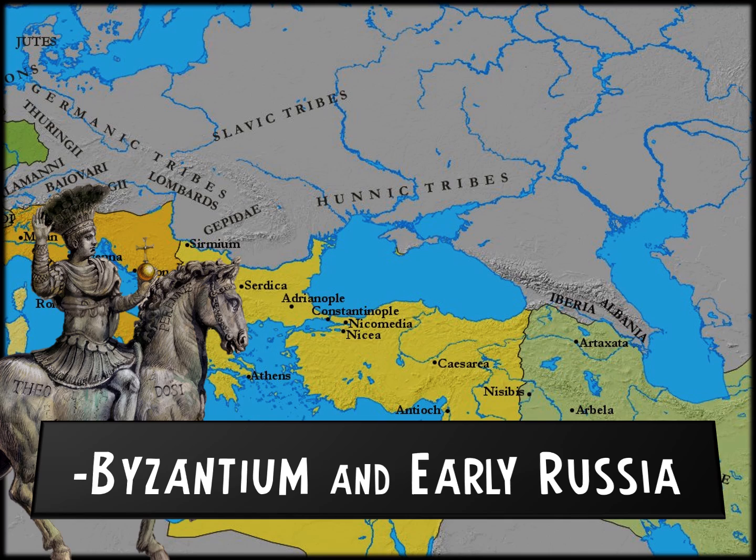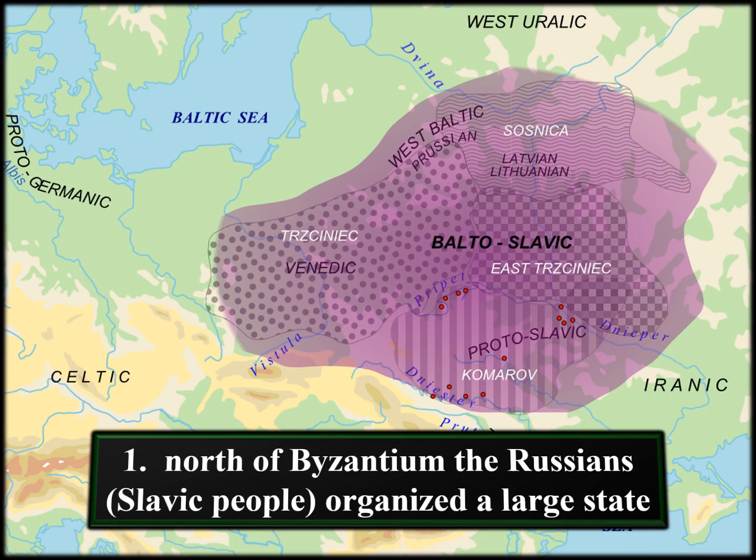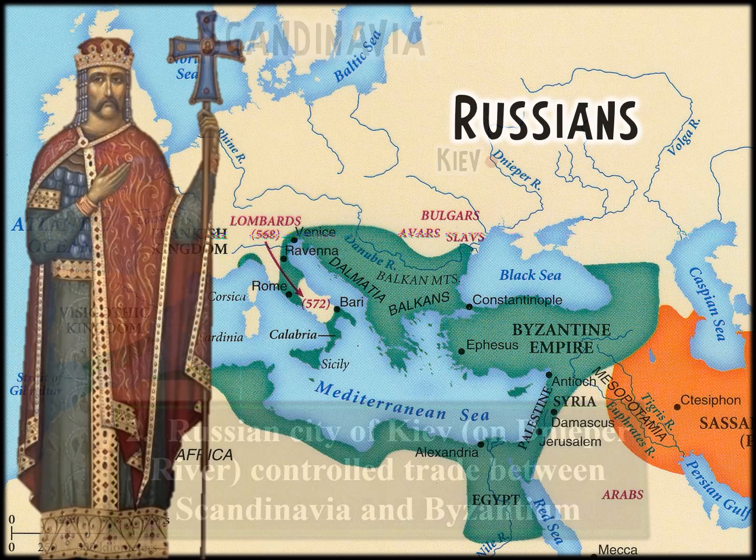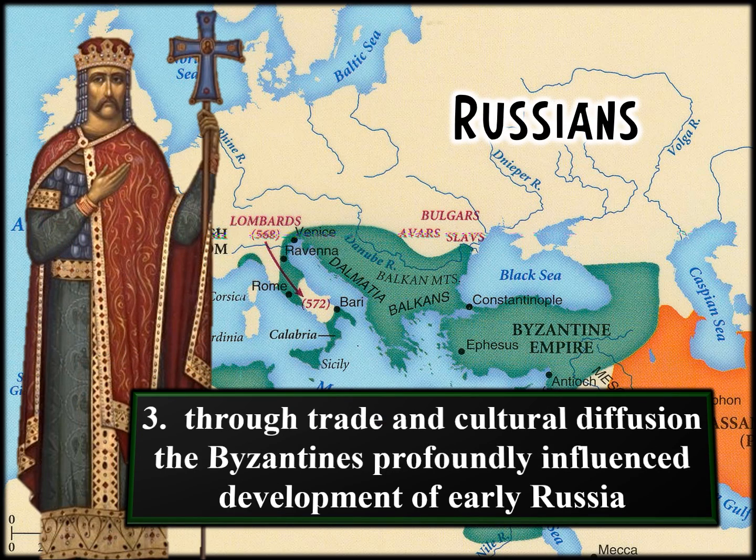Byzantium and early Russia. North of Byzantium, the Russians, or the Slavic people, organized a large state. The Russian city of Kiev on the Dnieper River controlled trade between Scandinavia and Byzantium. Through trade and cultural diffusion, the Byzantines profoundly influenced the development of early Russia. That's one of the reasons why the Orthodox Church spread into Russia.